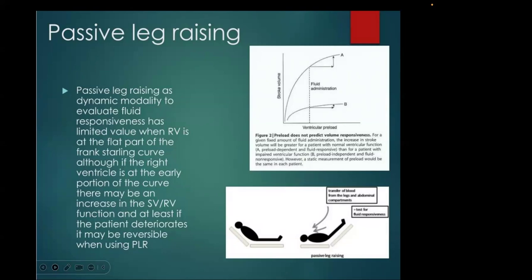Preload does not predict volume responsiveness for a given fixed amount of fluid administration. The increase in stroke volume will be greater for a patient with normal ventricular function. A represents here preload dependent and fluid responsive, while a patient with impaired ventricular function, B, is preload independent and fluid non-responsive. However, static measurement of preload would be the same in each patient.